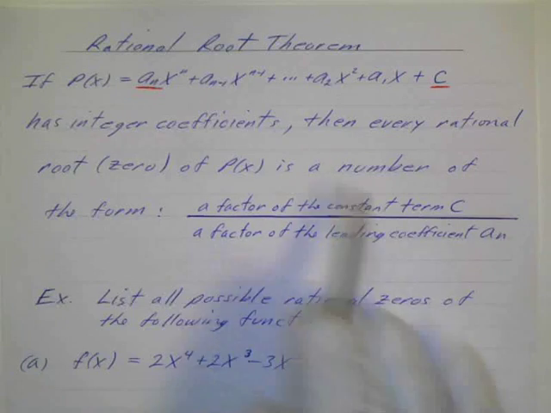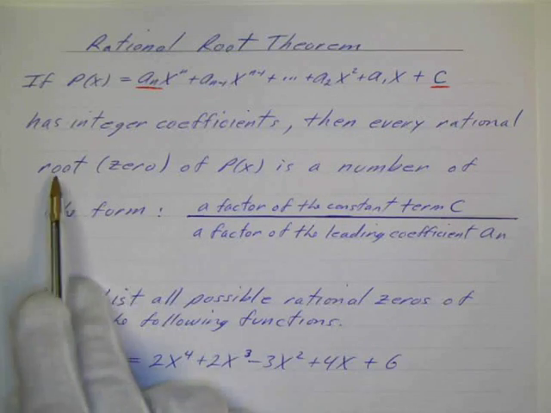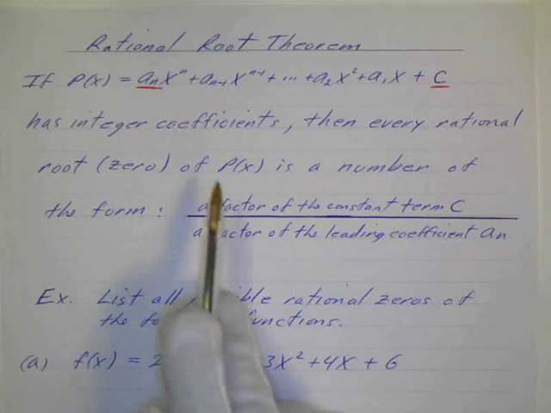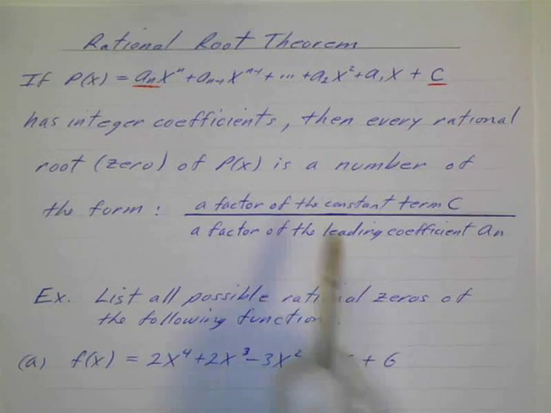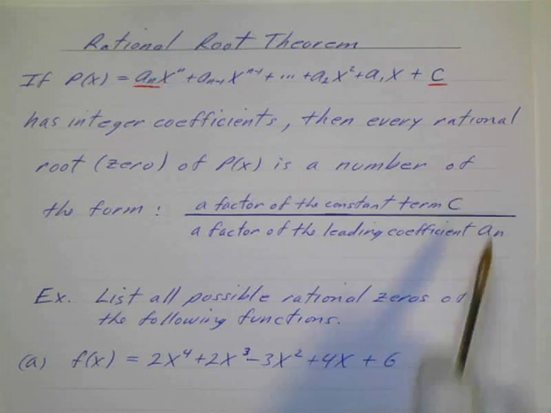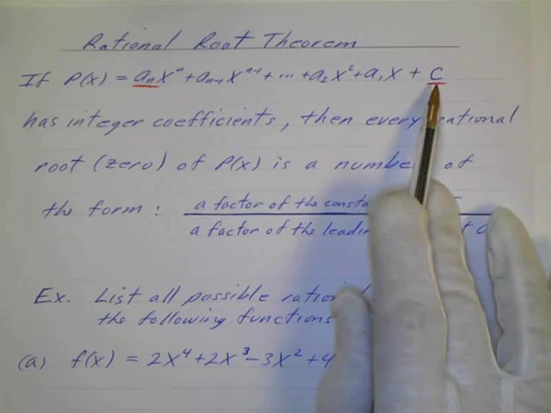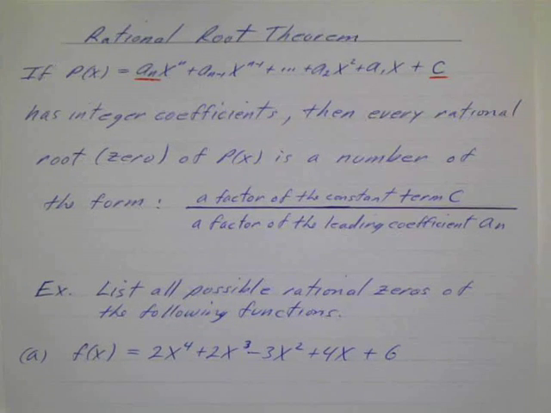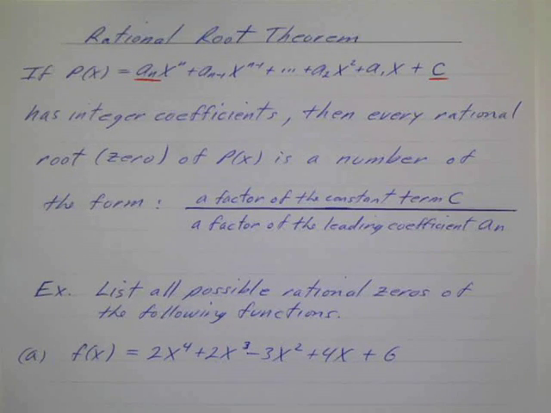If we have all these things happening, then every rational root, or zero, sometimes we call them zeros, sometimes roots, or even x-intercepts, of p of x is a number of the form a factor of the constant term over a factor of the leading coefficient. We're going to use this theorem to help us narrow down rational roots.